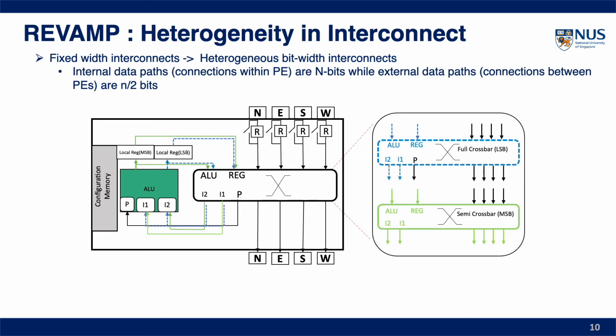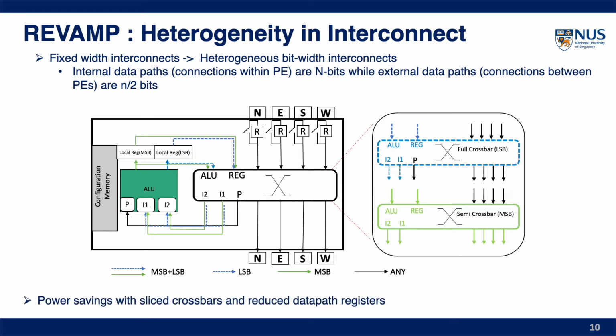The single fully connected crossbar is sliced into 2 crossbars, one fully connected and one semi-connected. Each of the crossbars is now half the bit width. This design will give area and power savings in the crossbar as well as by reducing the size of the external data path registers. The heterogeneous compiler needs to properly schedule the data transfers without degrading the performance, which I will explain in the next slide.